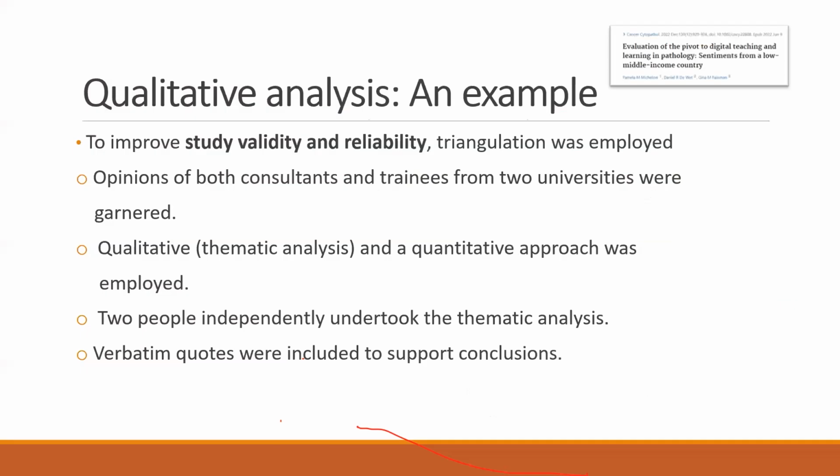So in this particular example, where we looked at the pivot to digital teaching and learning, what did we use to improve reliability and validity? We garnered opinions from both consultants and trainees, and we used 2 universities. We used both qualitative thematic analysis and a quantitative approach was employed. 2 people undertook the thematic analysis, again, to reduce bias, and verbatim quotes were included to support conclusions.